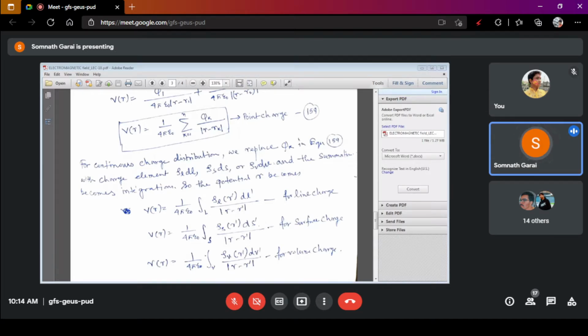So if we replace this qk, this V of r is for continuous charge distribution. One thing remember, for continuous charge distribution, this summation is replaced by integration. Mind it, for continuous charge distribution the summation is replaced by integration. But in discontinuous charge distribution, it is denoted by summation.